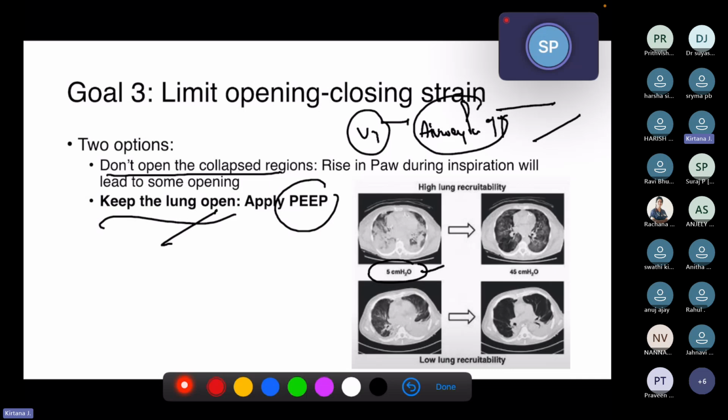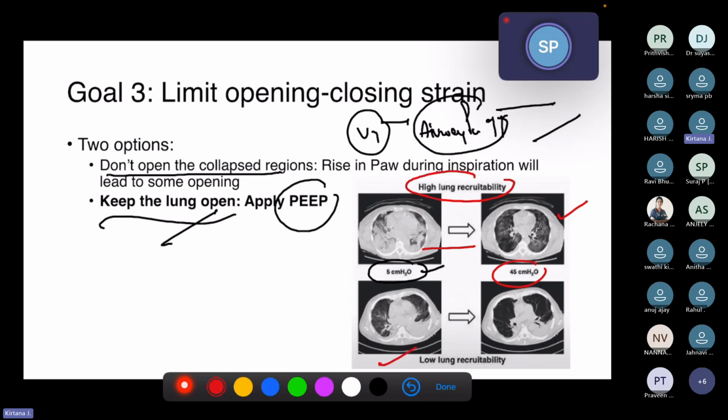When the PEEP was increased to 45, we can see that most of the regions that were consolidated have now opened up. So this patient has high lung recruitability, and if you increase the PEEP, you will open up the lung and you will prevent atelectrauma. You will increase the available lung volume for ventilation.